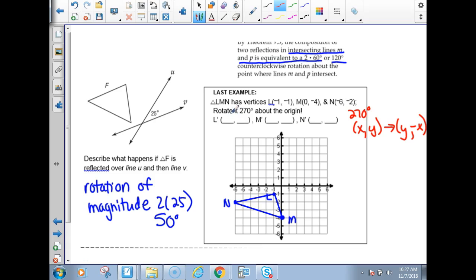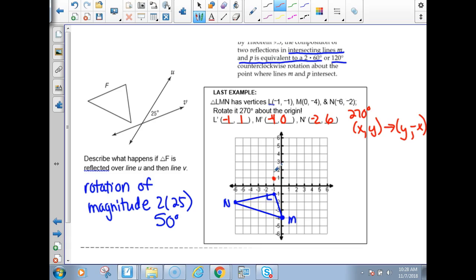Okay, so the new points, L prime. If you change the sign of X and switch it with the Y, changing the sign of -1 would be +1. Switch it with -1, so -1, 1 would be L prime. I'm going to continue just writing the points down. Now, you can't change the sign of 0. Okay, it doesn't have a sign. So you just switch those two, -4, 0. And then when you get to N, N prime is going to be change the sign of -6 to +6 and switch it with the -2. So it's going to be -2, 6.